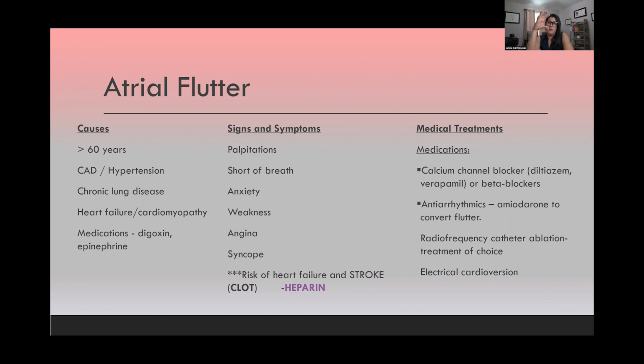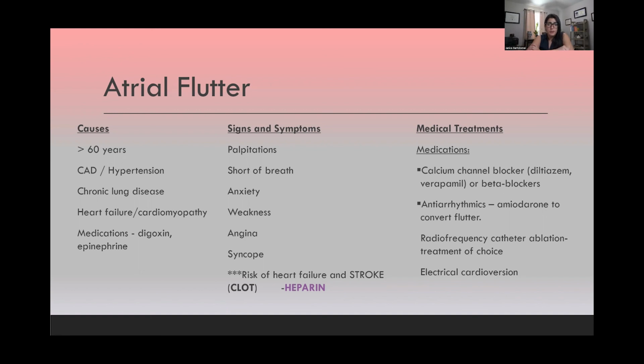Because the atriums are not pumping adequately in a flutter and a fib, which I'm going to talk about next, the blood kind of pools and they could develop clots that can then be pushed out to anywhere in the body. It could be the lungs, the brain, etc.